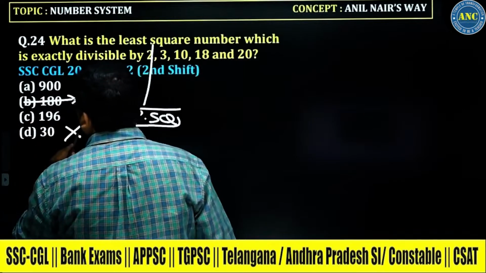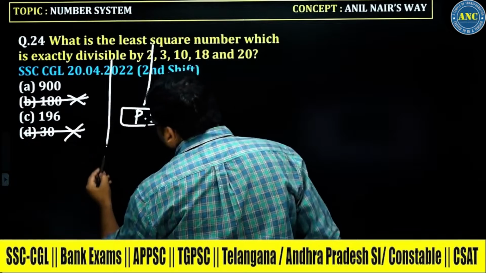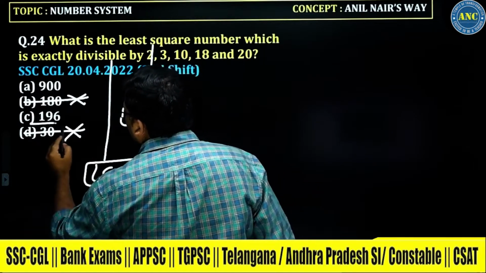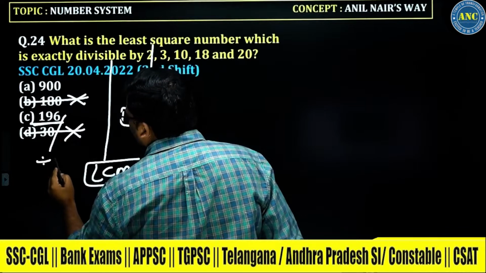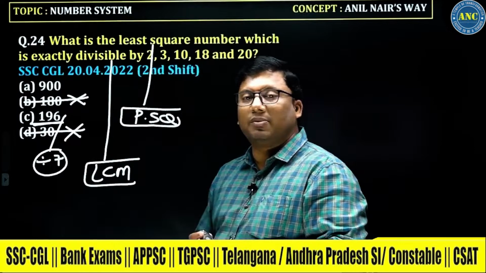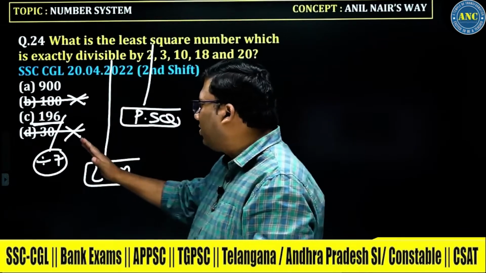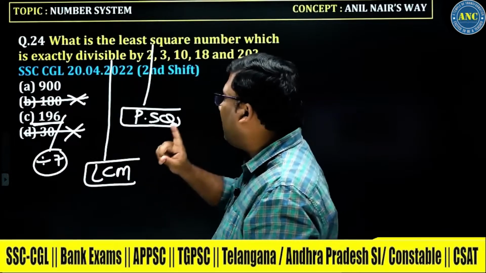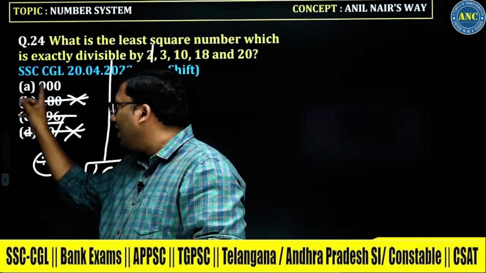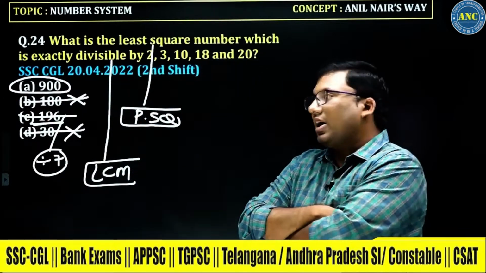It cannot be exactly divisible by... divisible by means it is LCM. If the answer is 196, 196 is divisible by 7. Whenever you are finding the LCM, if the answer is divisible by 7, at least one input number should be divisible by 7. None of the numbers is divisible by 7. The answer for this question is 900.